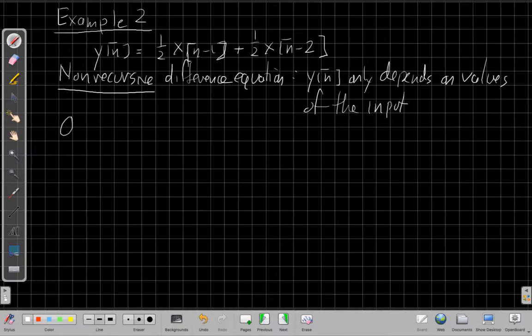And the order, on this one, would be 2, because the largest delay in the system is a delay of 2 here. When I have y of n on this side, I have a delay of 2, so that makes it a second-order system.